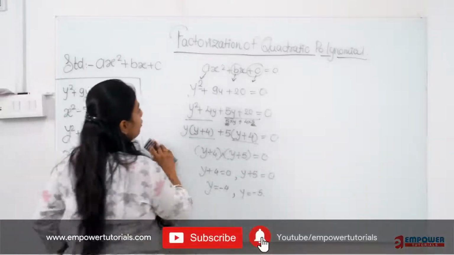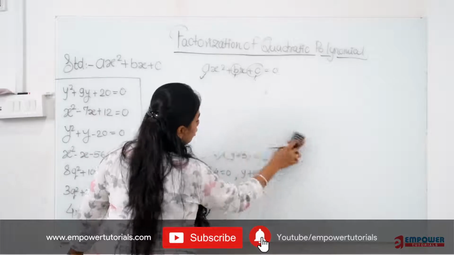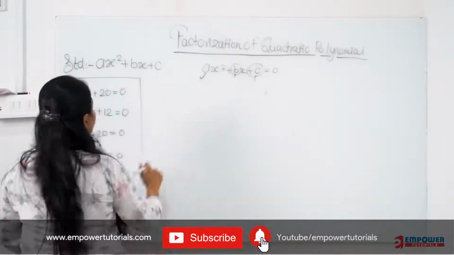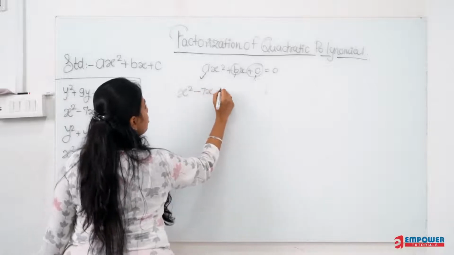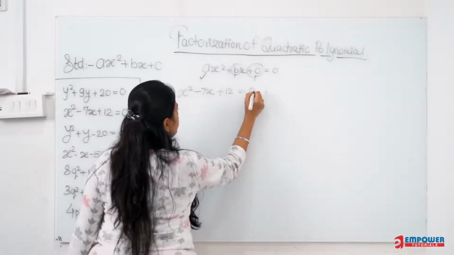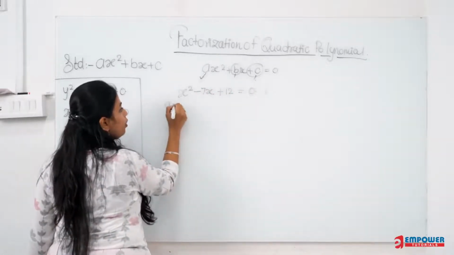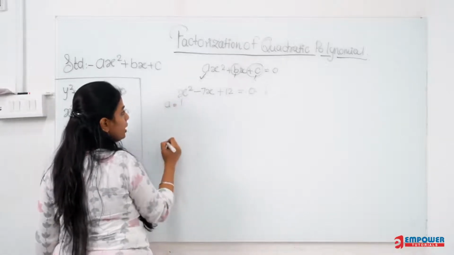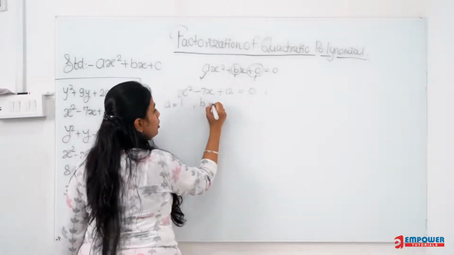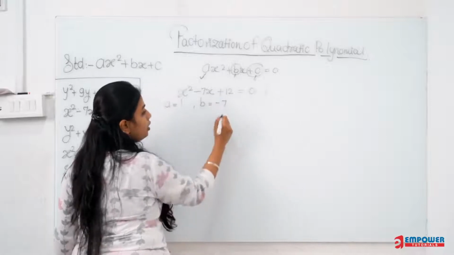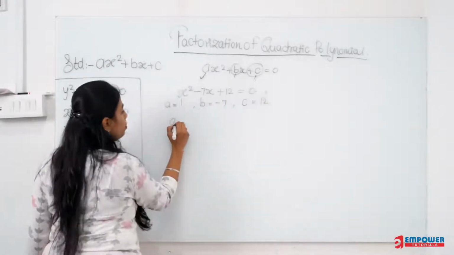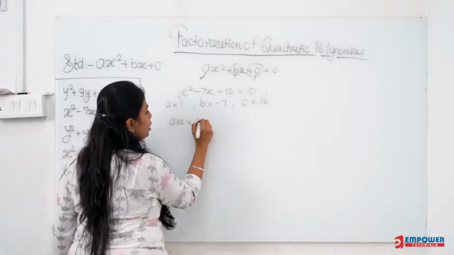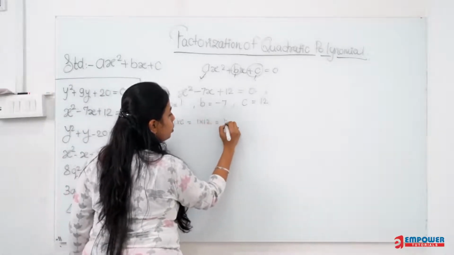Okay, what if I have something like this? So x square minus 7x plus 12 is equal to 0. Here again I will look for the coefficients. So the coefficient of a is 1. The coefficient of b is minus 7, and the coefficient of c is 12. Now what is the product of a into c? It is 1 into 12, that will be equal to 12.